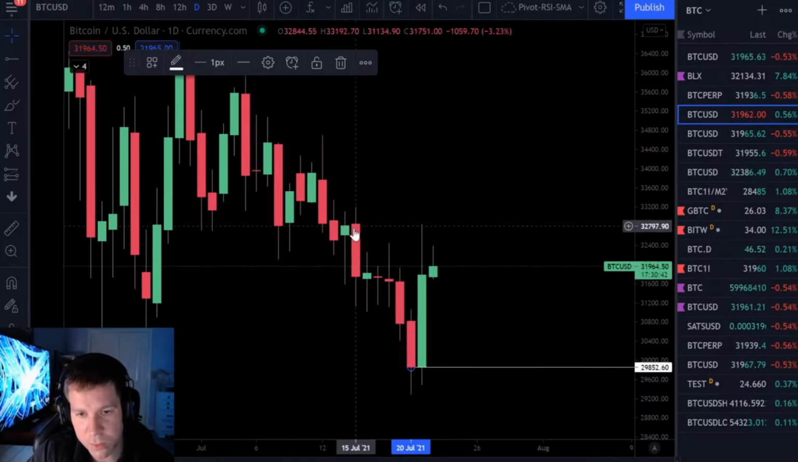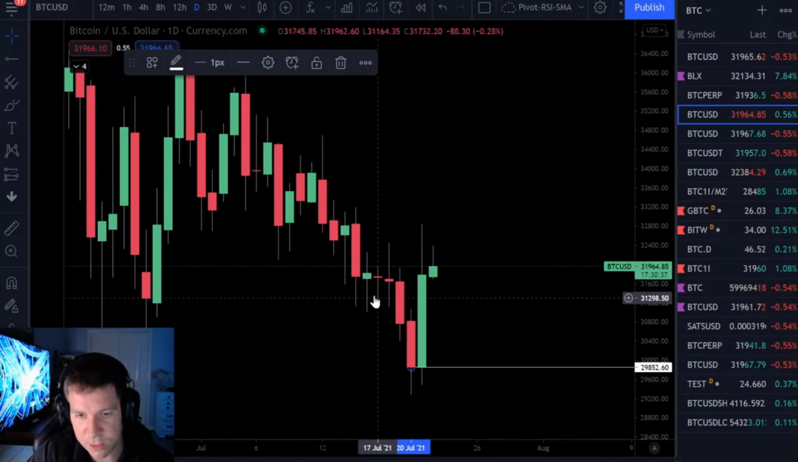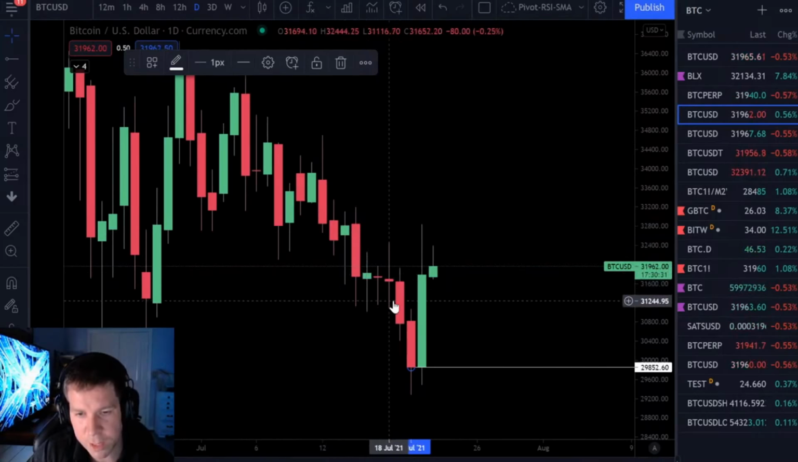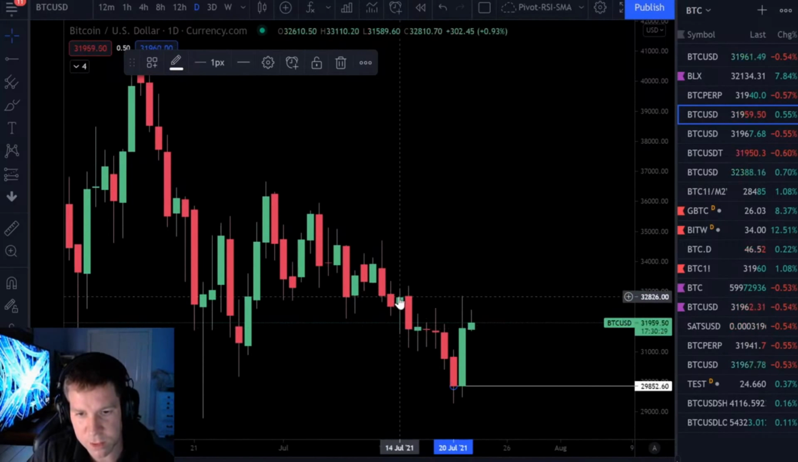Now, the market tried to reverse right here. We had one green candle and then it continued down. So this is going to act as a little bit of resistance or support right here, but we're not going to put that on the chart for now.